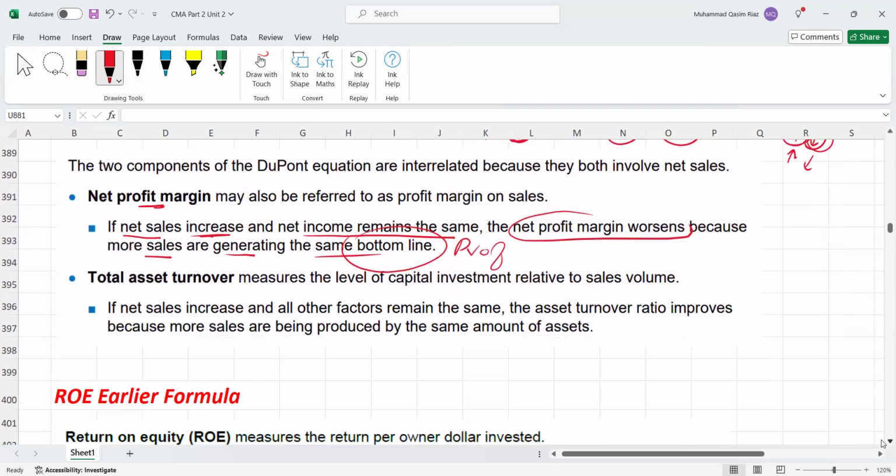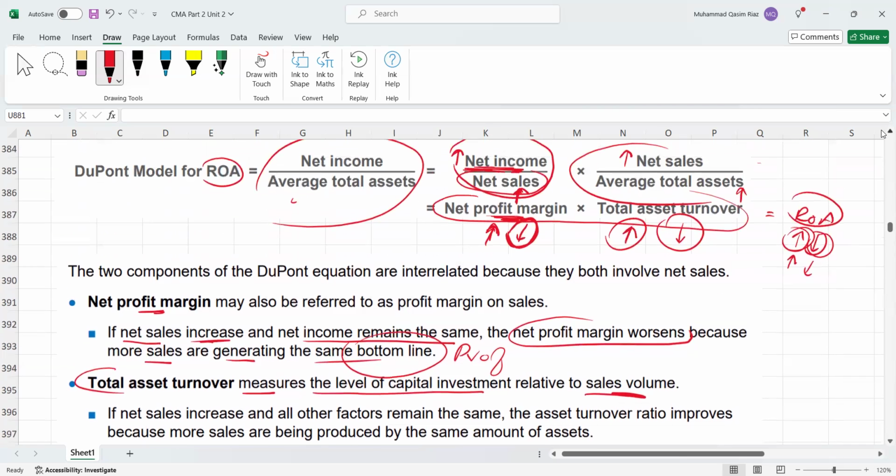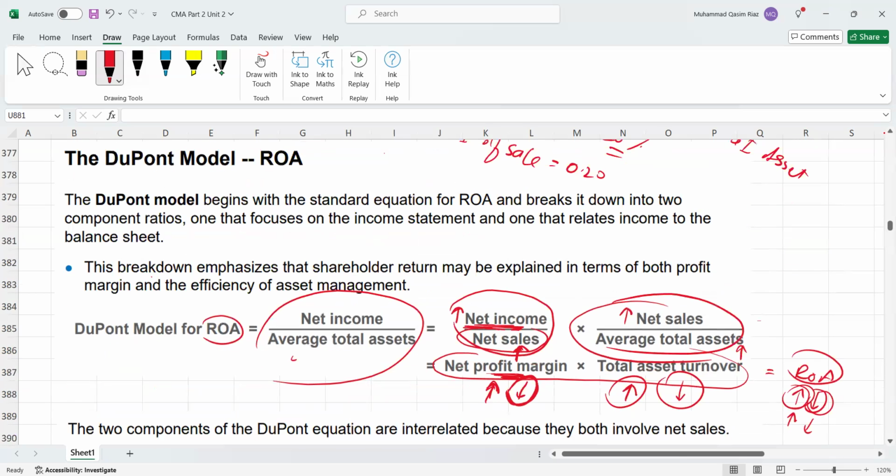In the same way, I told you already about asset turnover ratio, what it measures. Total asset turnover ratio measures the level of capital investment, obviously the investment which you have made into the assets, relative to sales value. In simple words, we are trying to see how efficiently we are utilizing our assets to generate sales. I also told you how to calculate total asset turnover ratio. The formula is written here: net sales divided by average total asset.